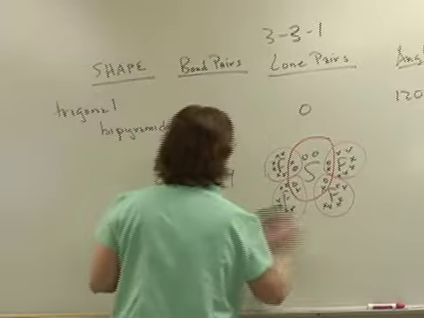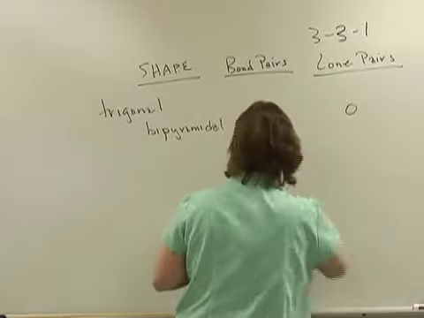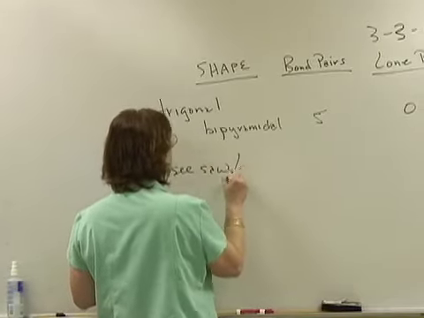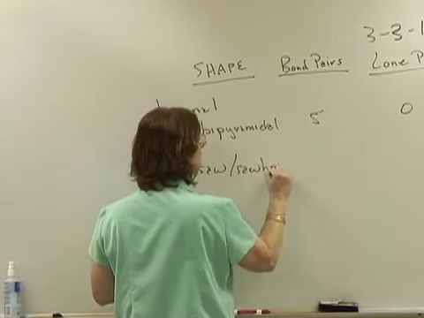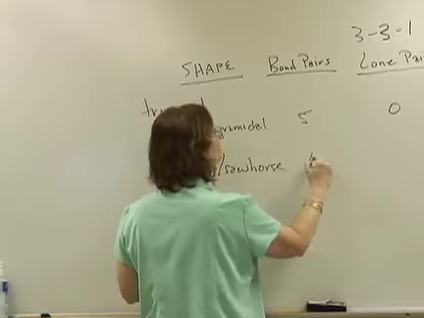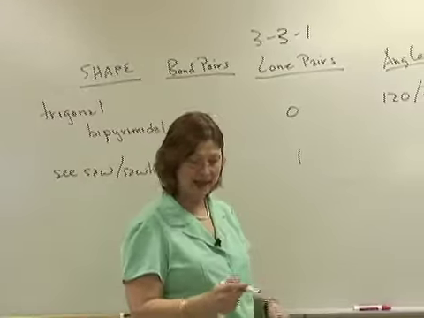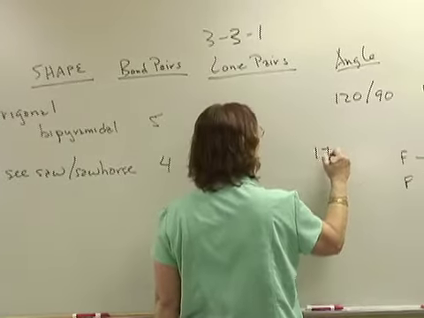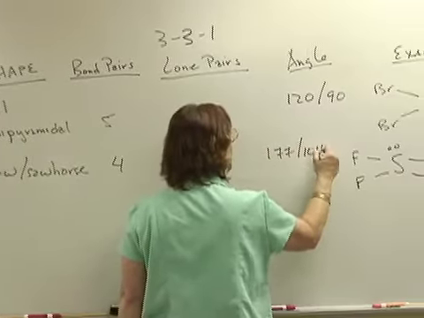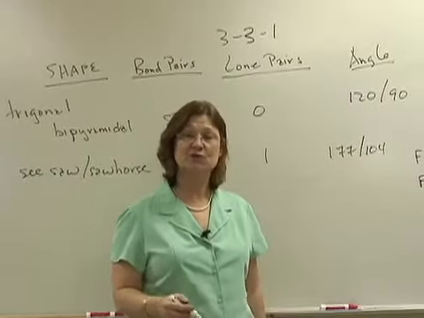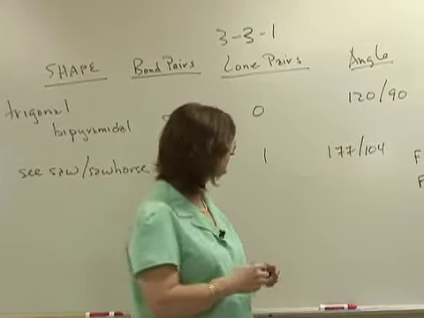So we have seesaw, or sawhorse, and it has 4 bond pairs and 1 lone pair. Now, this angle is 177 and 104. And again, you don't have to memorize these because I will give you the chart on the assessment.